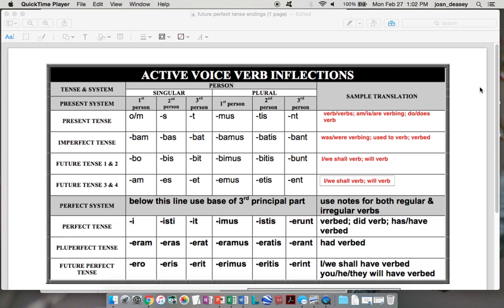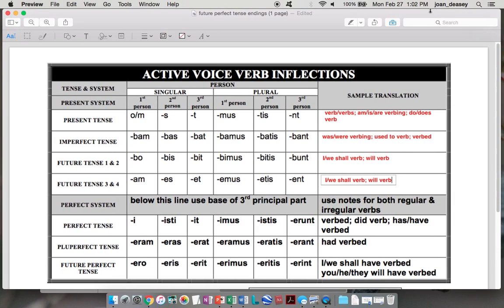In this short video, we will be reviewing the active voice verb inflections. Please make sure that you have a handout. It's probably blue, it could be white, that says at the top active voice verb inflections. If it does not say active voice verb inflections, you need to find the correct handout.